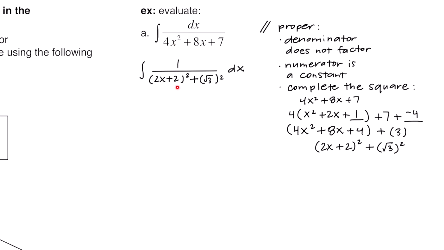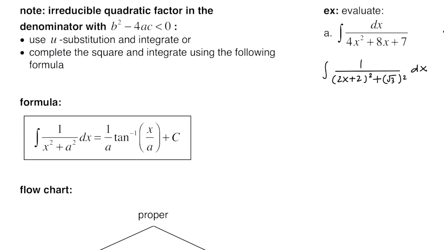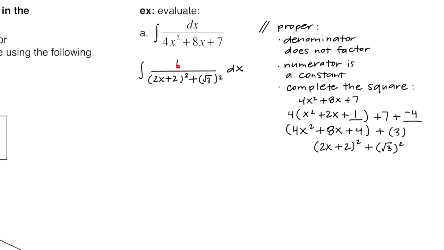So now we have the integral of 1 over (2x + 2) squared plus the square root of 3 squared dx. It might be a little hard to recognize, but if you look at this expression and go over to this formula: if you have the integral of anything of the form 1 over something squared plus a constant squared, you can use this formula to integrate it, giving 1 over a tan inverse of x over a, where whatever's being squared goes in place of x, and the constant being squared goes in for a. So this integral is of the right form to use our tan inverse formula.